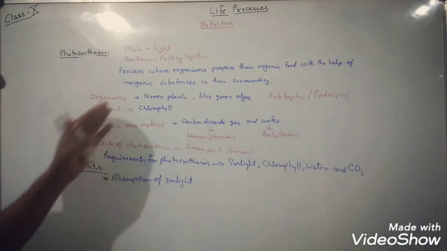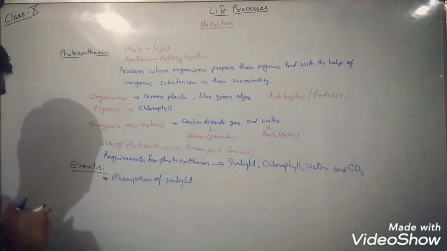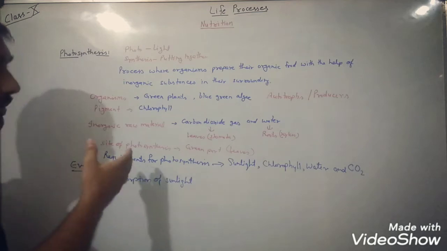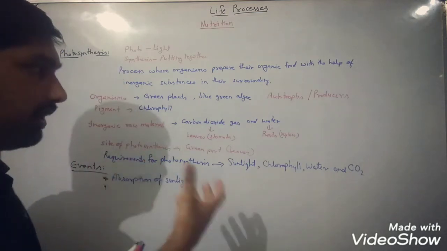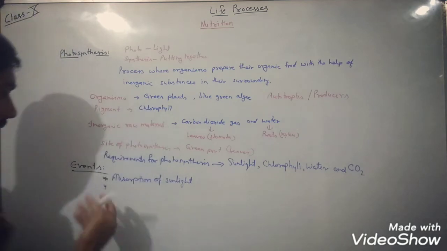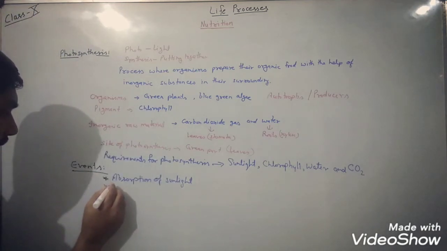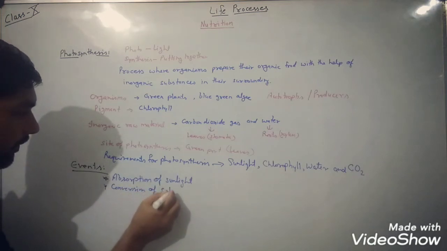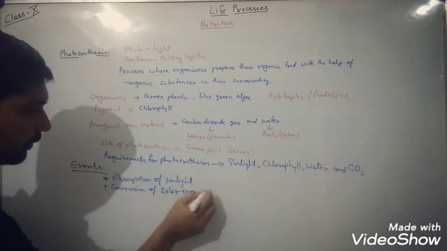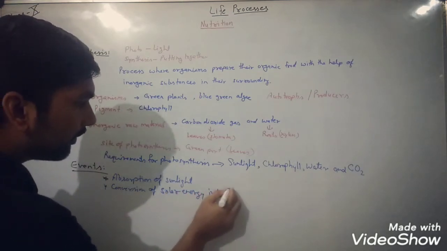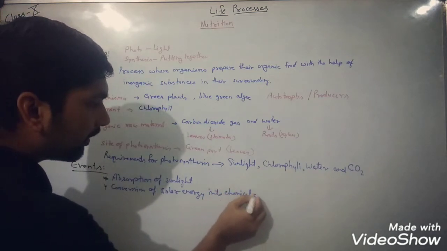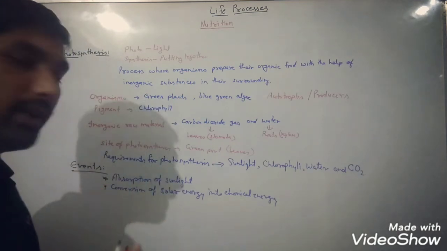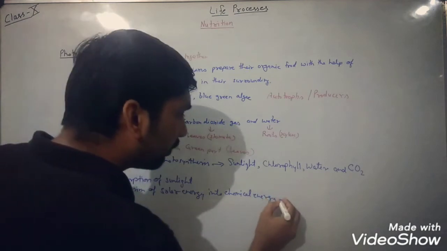So this process is happening there. And the second step is what? After the absorption of sunlight, since this process is converting solar energy into chemical energy, the next step will be what? Conversion of solar energy into chemical energy.